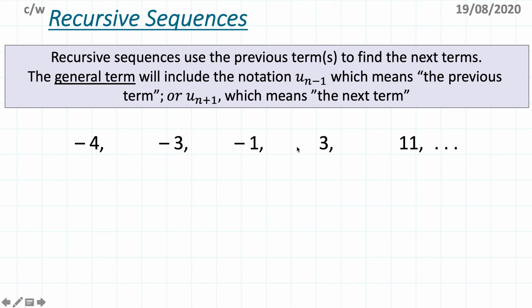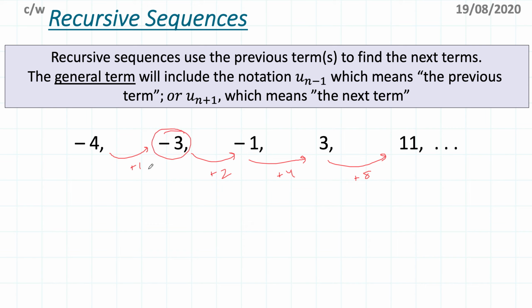So if I have something like -4, -3, -1, 3, and 11, it doesn't seem like this has an arithmetic sequence or even a geometric sequence. But what I can notice is that I'm adding 1, and then I'm adding 2, I'm adding 4, and then 8. So what I'm doing is I'm adding powers of 2 every single time. This is not the same as multiplying by 2 for a geometric sequence. But can I use the previous term to help me find the next term?